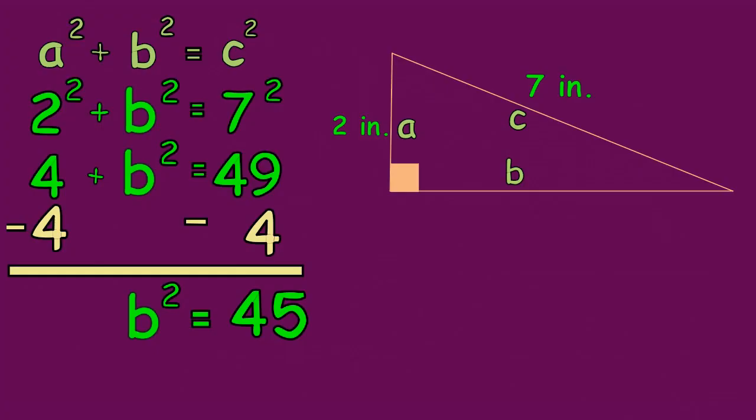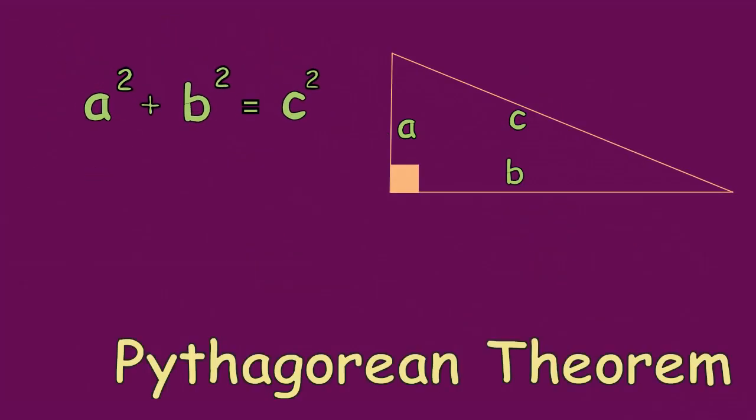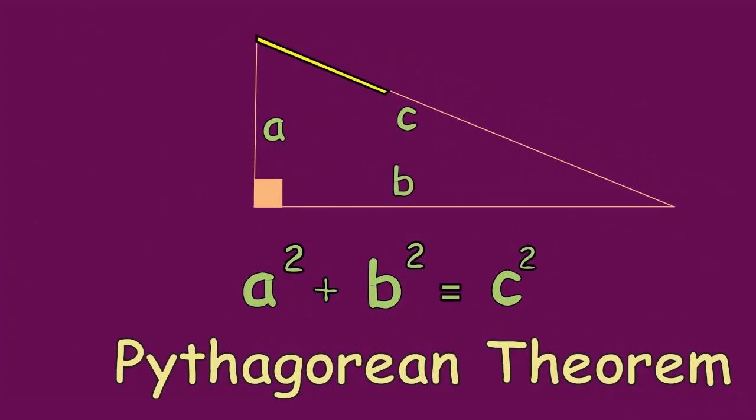The only thing left to do now is to take the square root of both sides. When we do this, we're left with B equals the square root of 45. Using a calculator, we find that the square root of 45 is approximately 6.708. This means that the length of side B is approximately 6.708 inches. Just remember, the Pythagorean theorem A squared plus B squared equals C squared can only be used with right triangles, and the longest side, or hypotenuse, has to be side C.